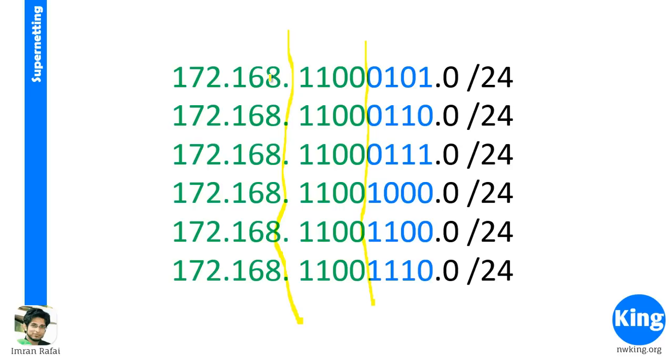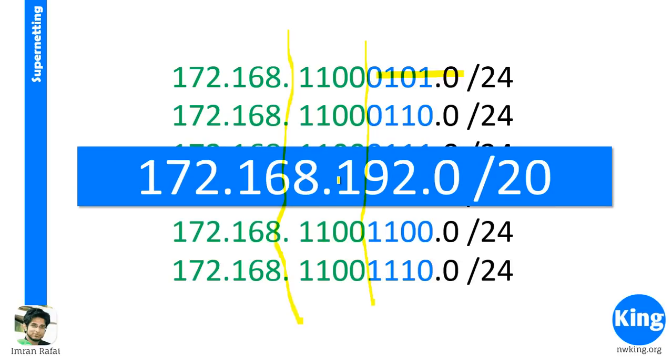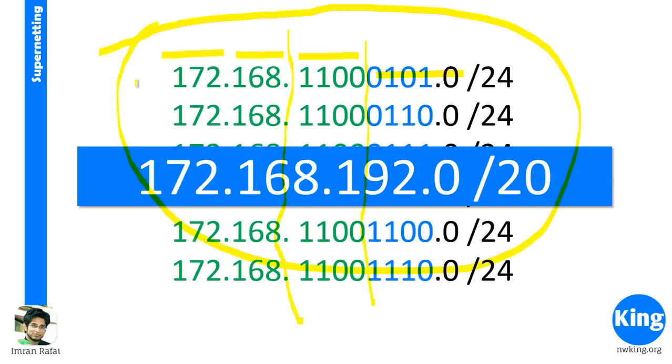So how do we convert this into one network? What you do is make everything beyond this line zero. So it'll be like this: 172.168. This part, if you convert it to decimal, is 172.168.192.0/20. How did I get slash 20? Count how many bits are here. This has 8 bits, this has 8 bits, and the 4 bits here. So 8 plus 8 is 16, plus 4 is 20. So 20 bits. 172.168.192.0/20 represents all these six networks.